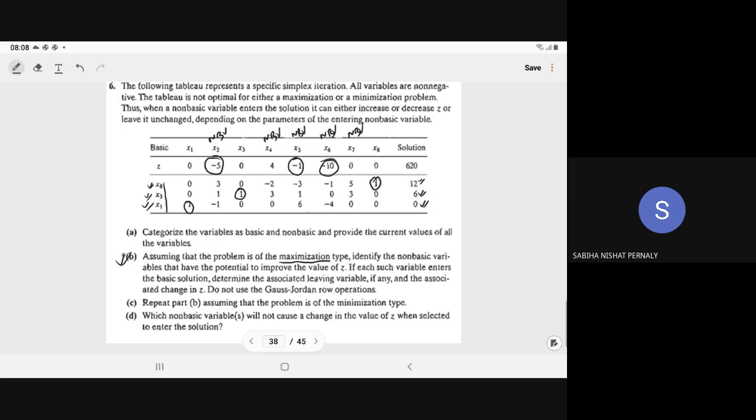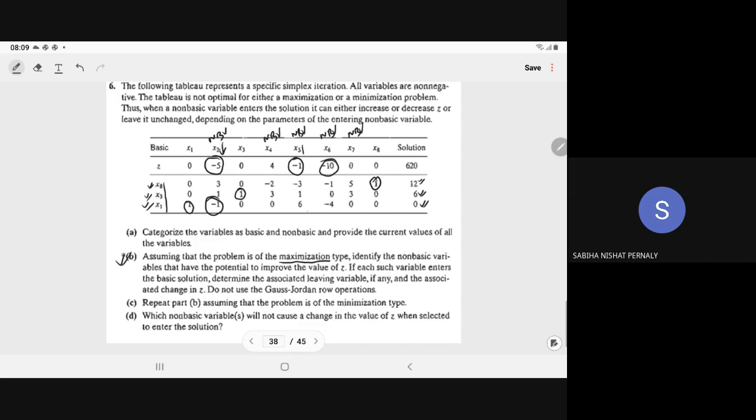If each such variable enters the basic solution, determine the associated leaving variable, if any, and the associated change in z. Do not use the Gauss-Jordan row operation. They are saying that if x2 is the entering variable, presently we are not saying that the most negative should enter. We are not performing the simplex method. So if x2 is entering, we take the ratio of the right-hand side value and the element of the entering column. So 12 upon 3, 6 upon 1, and this ratio is not possible because this entry must be positive.